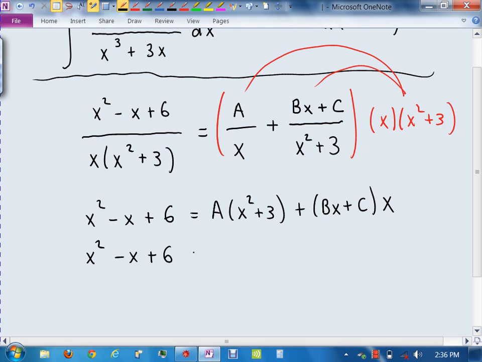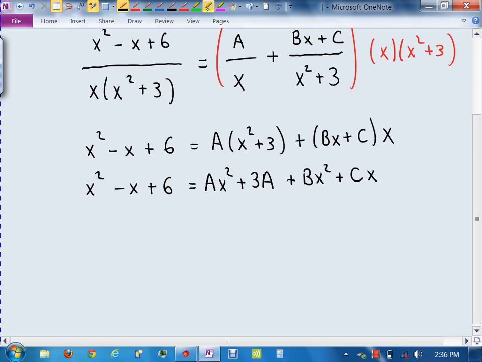So I'm going to multiply everything out on the right side. I get ax squared plus 3a, and on the right side plus bx squared plus cx. I just distributed that x through. Now, same game that we played a second ago, let's collect all of our x squareds together. And then let's collect the rest. I have 3 different things, don't I? Things with x squareds in them, things with just x's, and things with no x's. I'll put them in descending order.